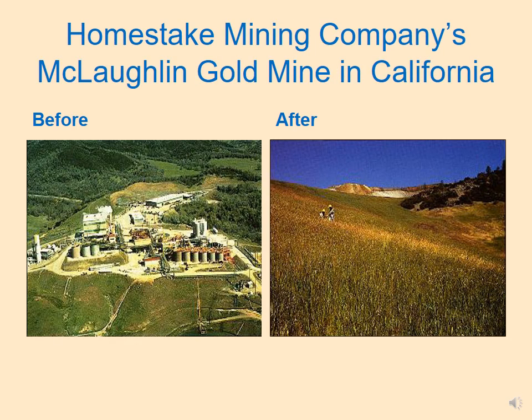So here's an example of the McLaughlin gold mine in California. It had a fairly large footprint for the operations once the mine was done. They removed all of the equipment, they regraded the slopes, they revegetated, and now you can see that you have an area here that's different than it was prior to the mining, but yet it is still an area that is useful.